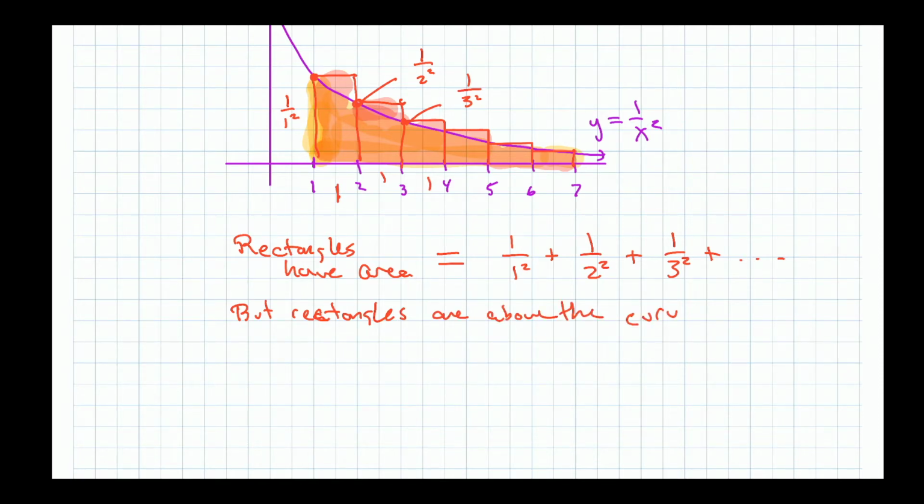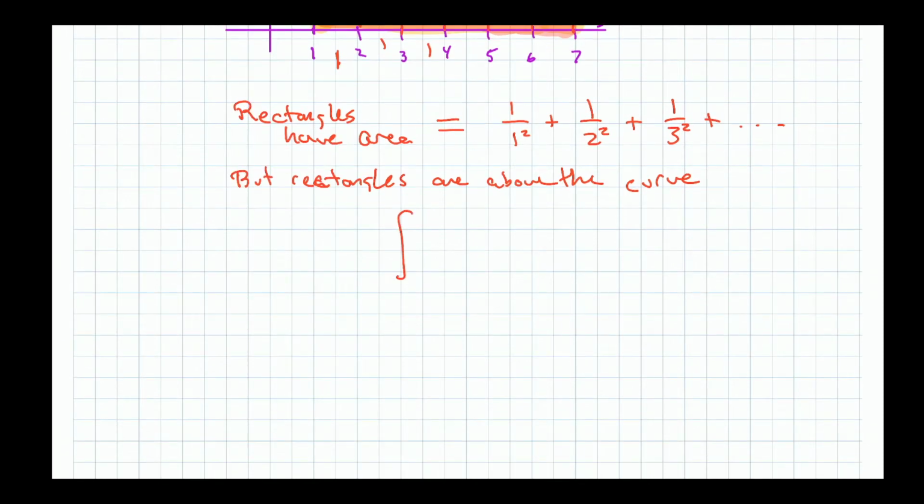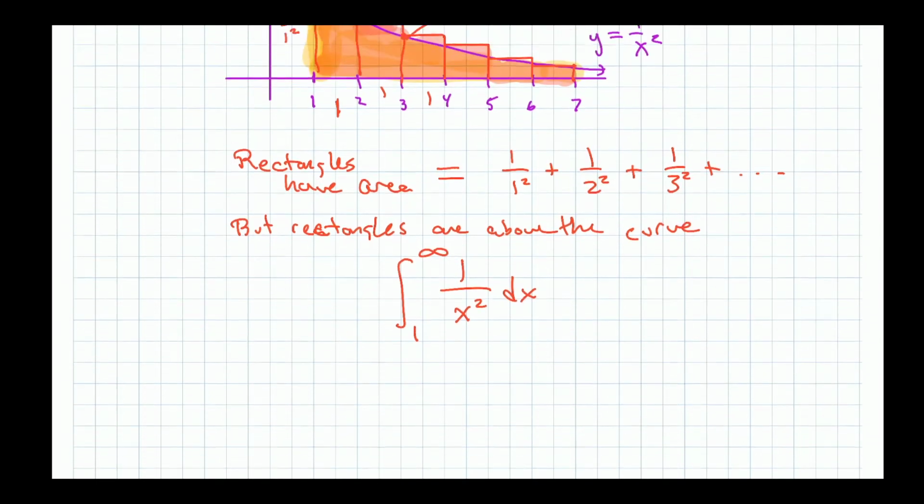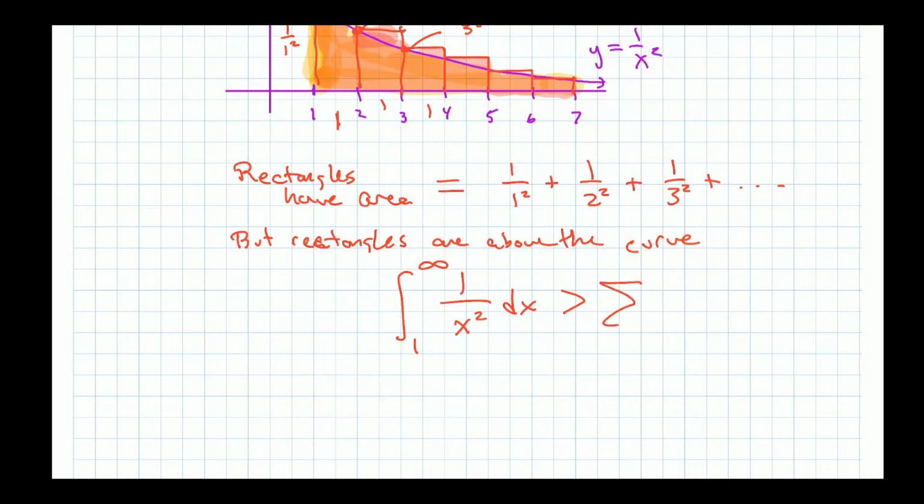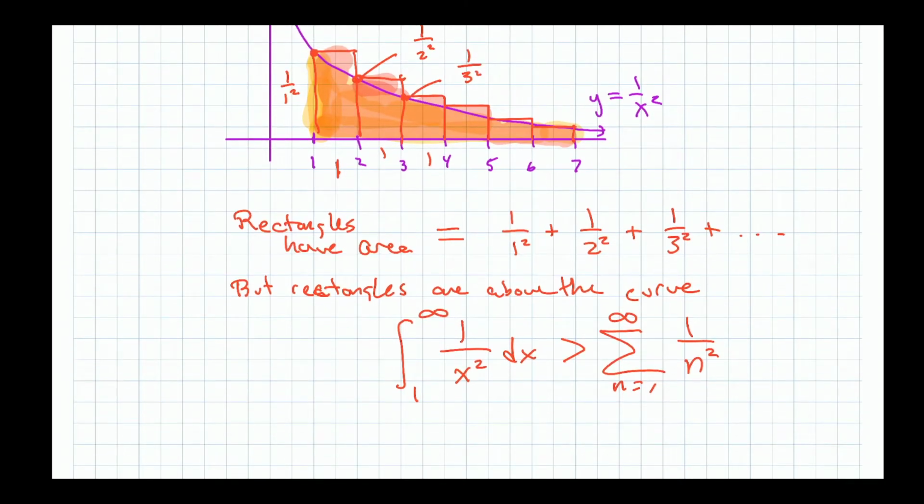So specifically, the integral from 1 to infinity of 1 over x squared dx is going to be a little bit less than the sum from n equals 1 to infinity of 1 over n squared, right? Because the rectangles are above the curve. Wait, the rectangles are above the curve, so there we go. The inequality goes that way.